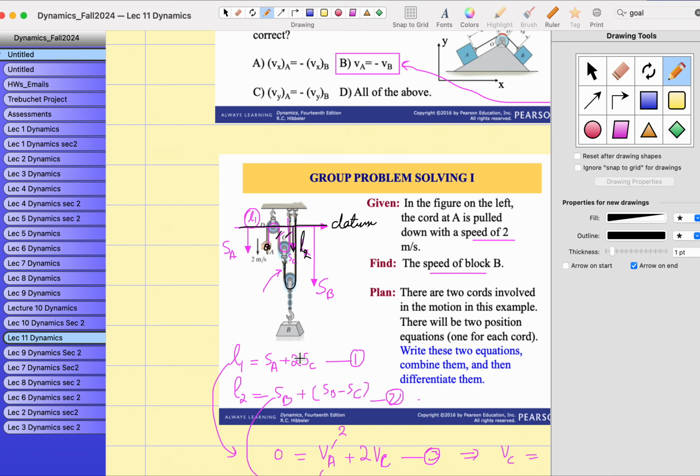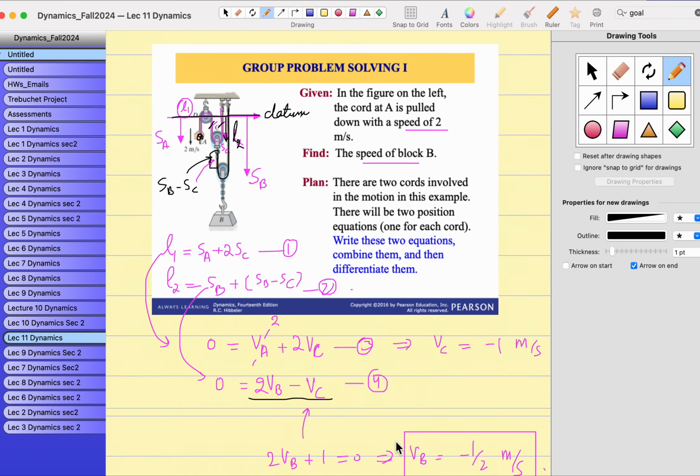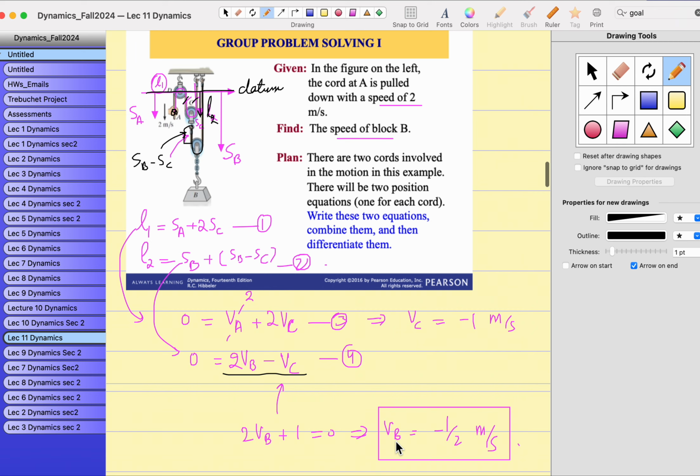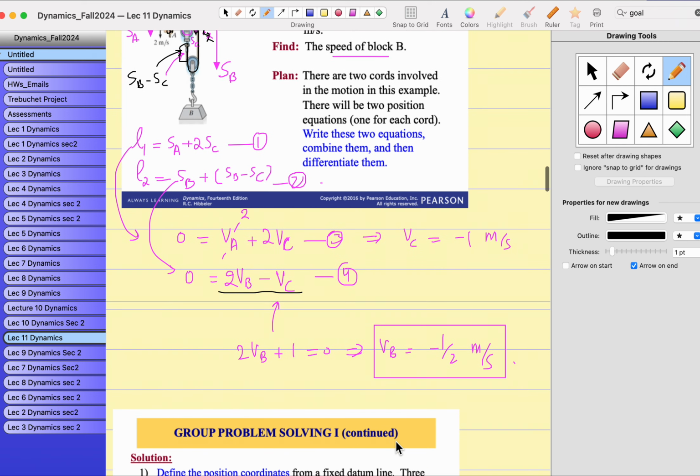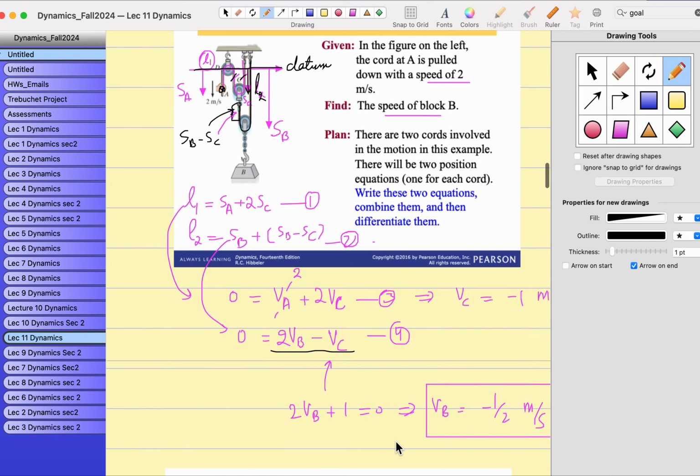So what I'm gonna show you, L1 is S_A plus 2S sub C, and L2 is S_B plus this length. This length is S_B minus S sub C. So if you rearrange it, you should get this relationship from chord B, the length of the second chord, and you can find out the relationship, and then you can eliminate V sub C and find out the relationship between A and B. That gives you the answer, -1/2.